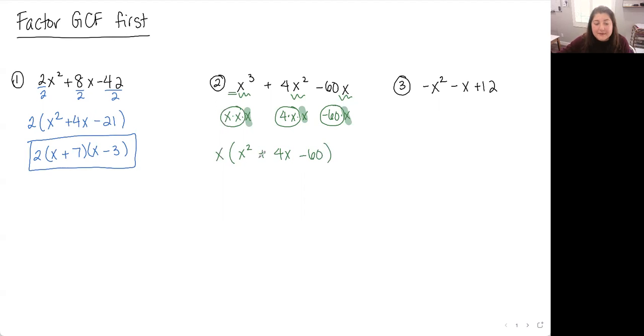Again, I can absolutely go ahead and factor this out. So I'm going to do one parenthesis, another parenthesis. Here's x. X still stays, right? X squared is going to be x times x.